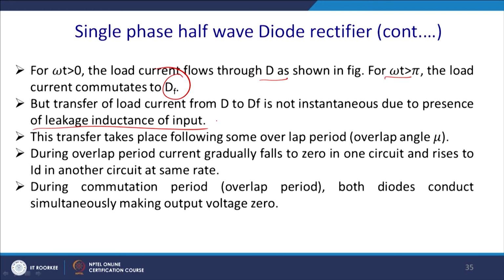This transfer takes place following some overlap period, which is marked by the angle mu. During the overlap period, the current gradually falls to 0 in one circuit and rises to ID in the other circuit. And during the commutation period, the overlapping period, both the diodes conduct simultaneously, making the output voltage 0 at the load.